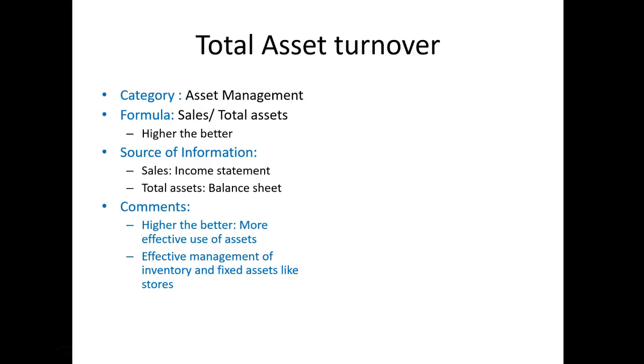Let's look at the total asset turnover, which includes everything. Inventory is an asset, but there are other assets, the buildings and all the other assets. If you look at the total asset, here we want to see is how much sales are they creating at the total asset. Obviously higher the better. Sales come from income statement, total asset is from balance sheet. And now we are basically looking at two.